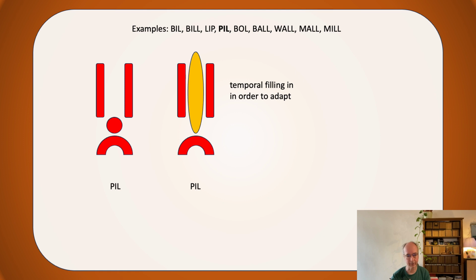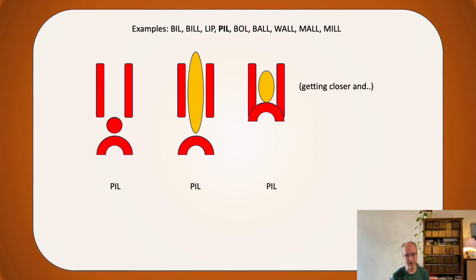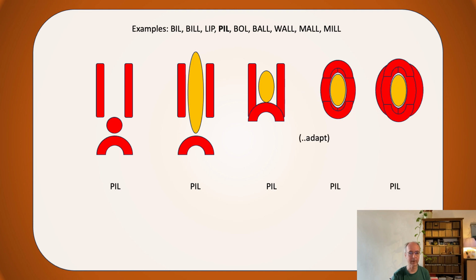Pill is also starting from the P, then the I, and there we really need this space. This space this time really needs to be filled in. It has to go there, beep, beep, beep. The adaptation process is there, so I have the P, I, L. So I'm getting closer and I will adapt, and the P can go from there in all directions as an L. So it is the pill at the end, as you know it. It's only about the form.